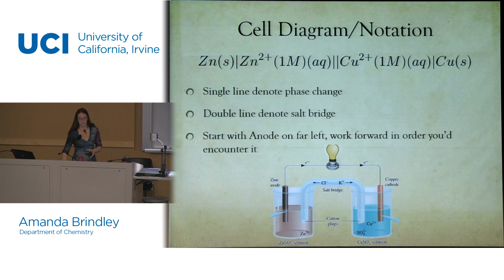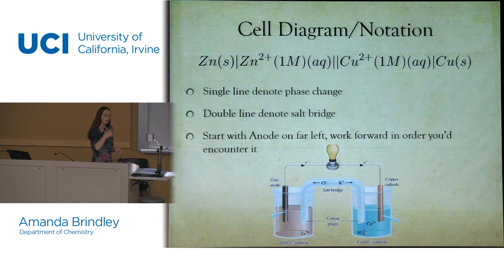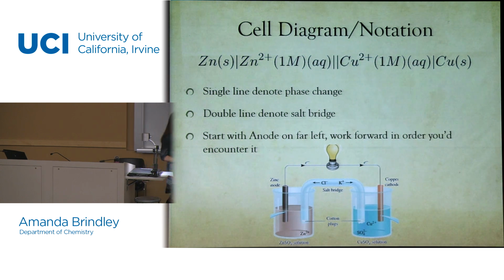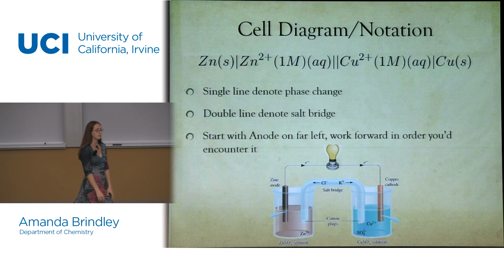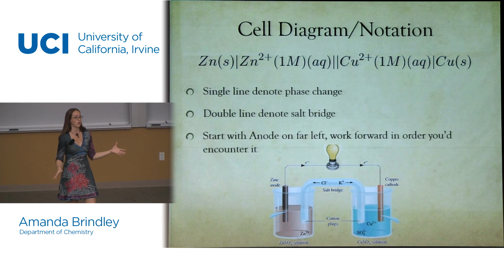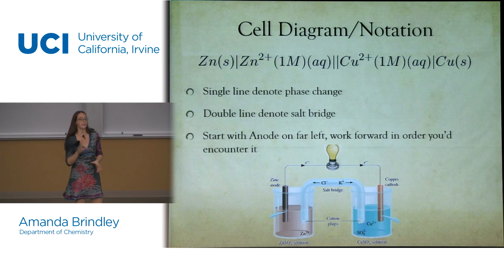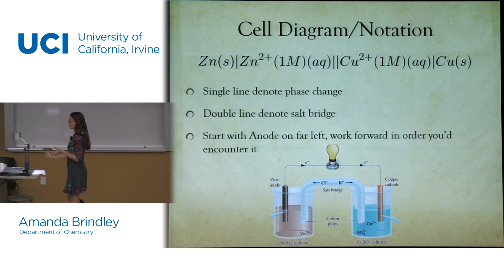Now, some rules. Single lines denote a phase change. So whenever you come across a single line, you know that something changed phase. If something didn't change phase, if you're doing something like a copper 2+ to a copper 1+, just something that happens, then there's no single line. Just use a comma. Now, when you hit the salt bridge, that gets a double line, okay? And then we're basically just drawing out a little mini picture.